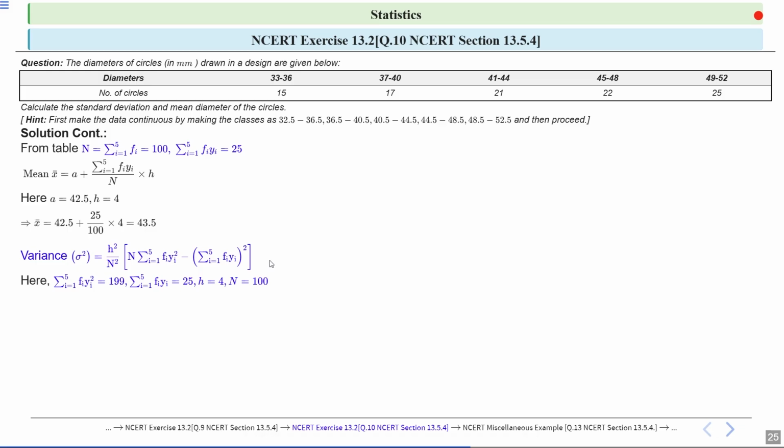Here summation from i equal to 1 to 5 of fi times yi square is 199, and summation from i equal to 1 to 5 of fi times yi is 25, h equal to 4 and n equal to 100. So now we will use these values to find variance sigma squared. After substituting these values into the formula, we get variance sigma squared equal to 16 by 10,000 times 100 times 199 minus 25 squared.